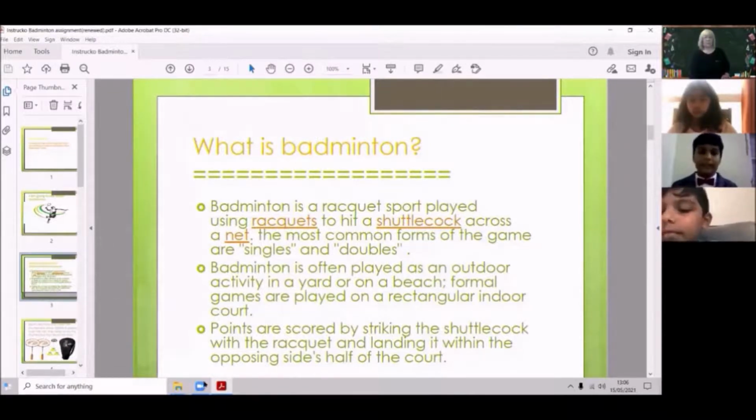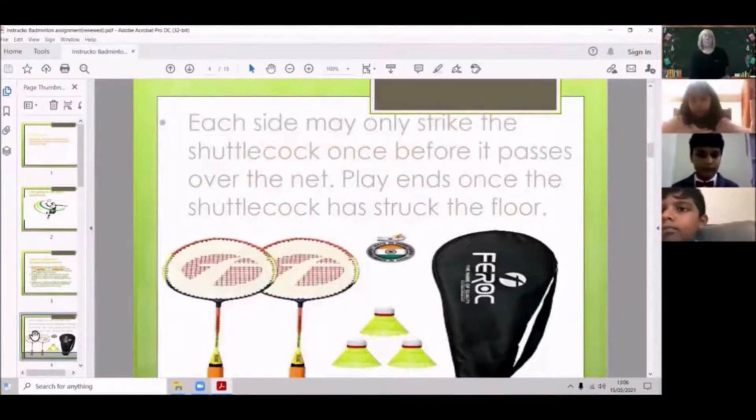What is badminton? Badminton is a racket sport played using rackets to hit a shuttle across a net. The most common forms of the game are singles and doubles. Badminton is often played as an outdoor game in a yard or on a beach. Formal games are played on rectangular indoor courts. Points are scored by striking the shuttle with the racket and landing it in the opposing side of the court. Each side may only strike the shuttlecock once before it passes over the net. Play ends once the shuttlecock has struck the floor.